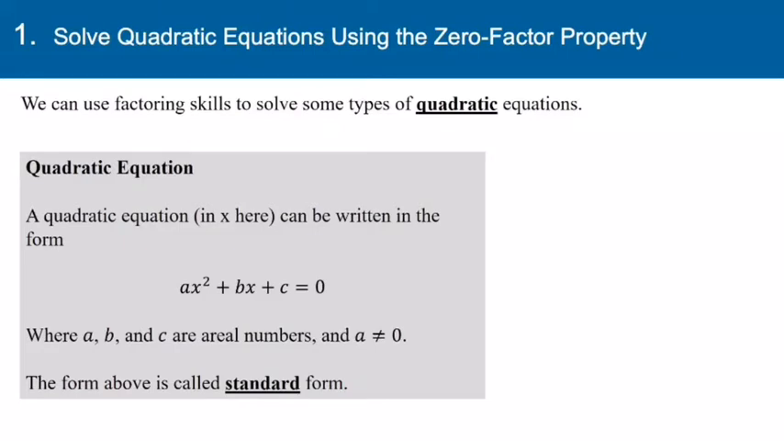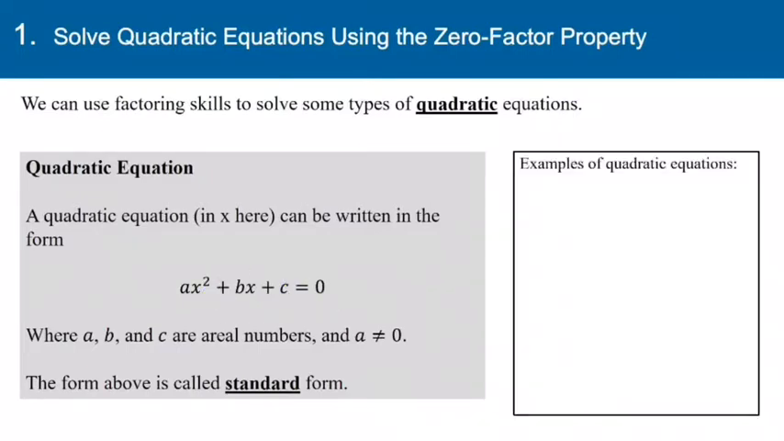So it is an equation that can be written in this form where we have an x squared term and possibly an x term and possibly a constant, and all of those can be written on the left side of the equal mark and set equal to 0. And the form that we have here is called the standard form. So let's go ahead and get some examples of quadratic equations.